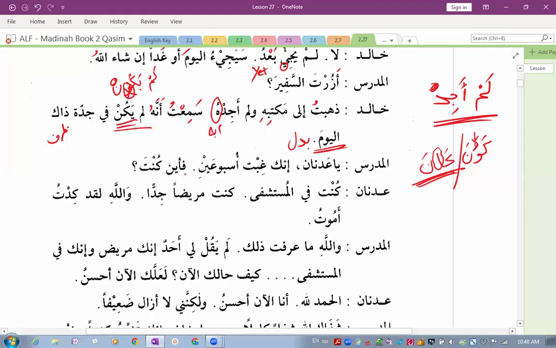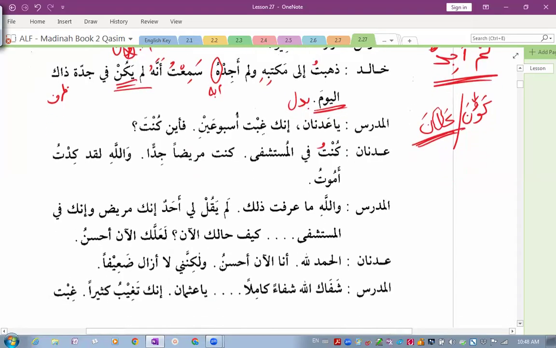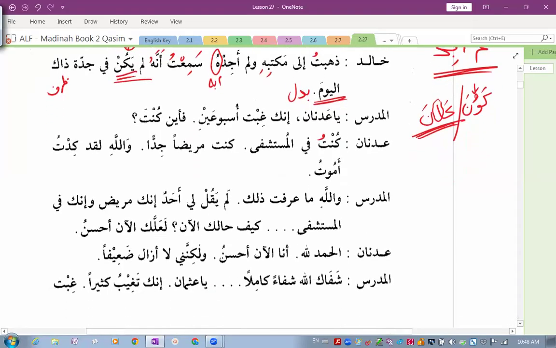Inshallah, mashallah, you did good. You want to do the next line also? Yeah, sure. عدنان كنت في المستشفى. I was in the hospital. كنت مريضا جدا. I was very sick. والله لقد كدت أموت. I swear by Allah, I almost died.